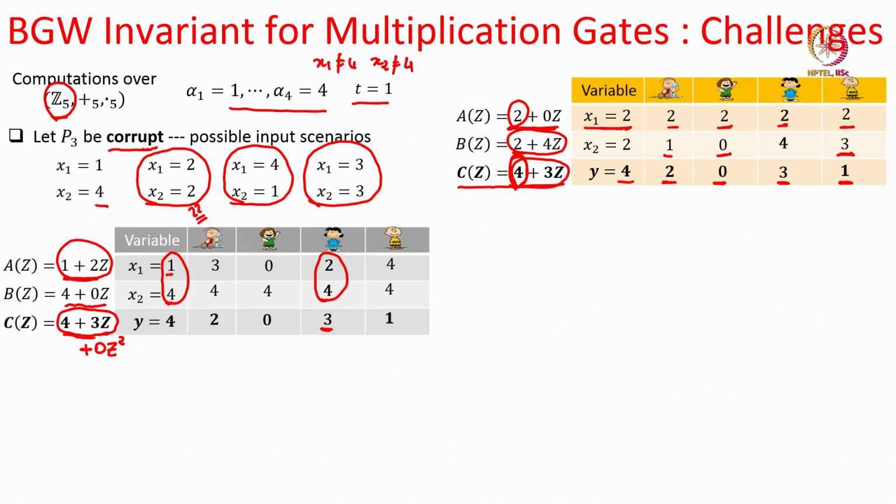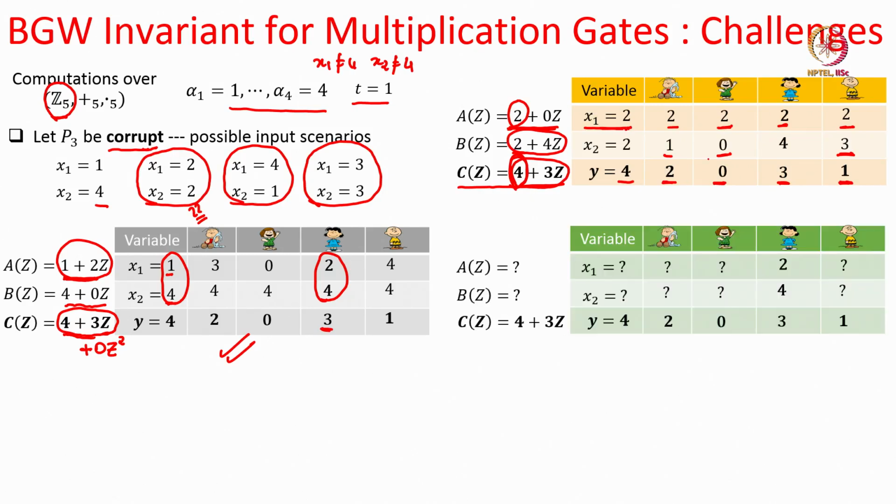Namely, it is quite possible that there is some randomness for P1 and P2 such that whatever values P3 has seen in this execution, the same values P3 would have seen if P1 would have participated with input 2 and P2 would have participated with input 2. So, that means there are two possibilities the adversary cannot rule out: x1 being 4 and x2 being 4 is possible, and x1 being 2 and x2 being 2 is also possible.